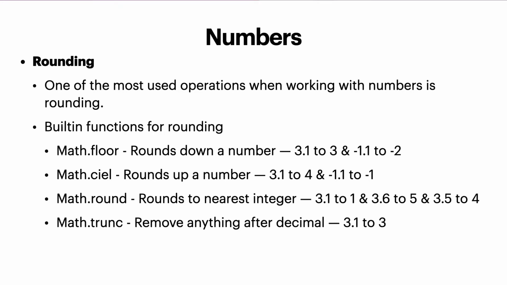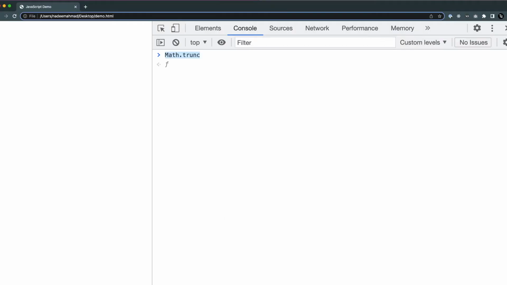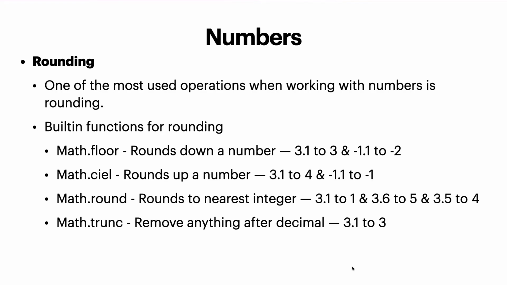Another method that we have for rounding is called Math.trunc, and it removes anything after the decimal. So if we want to get rid of the decimal numbers altogether, then we should use Math.trunc. We can call the trunc method on the Math constructor like this. Let's say we have a number like this. You can see it has been converted to 3. So all of these functions cover all the possible ways to deal with the decimal part of a number.